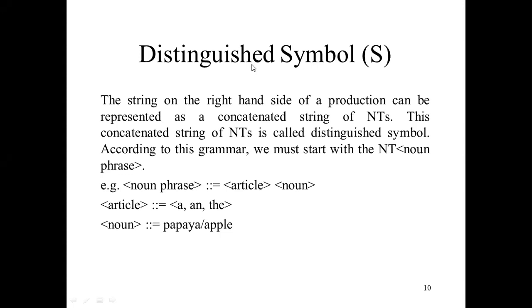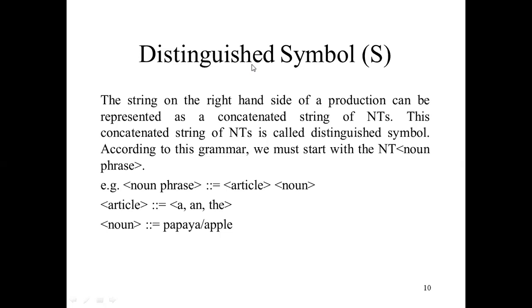So the string on the right hand side of a production can be represented as a concatenated string of non-terminals. So on the right side, you are getting only the concatenated string of non-terminals. Here you can see article within the angular braces, noun again within the angular brackets. So this side is called the right side, and this is the concatenated string of non-terminals. So noun phrase is equivalent to article noun.